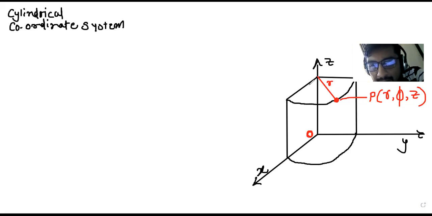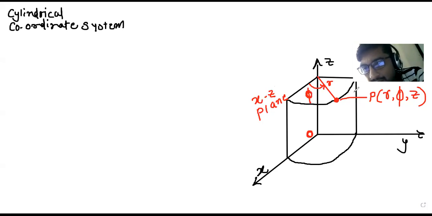Phi is the angle measured from, see, this plane is going to be your xy plane, right? Sorry, which plane is it? XZ plane, right? So this is your XZ plane, and the angle made by this radius from this plane is nothing but your phi. This is angle phi.